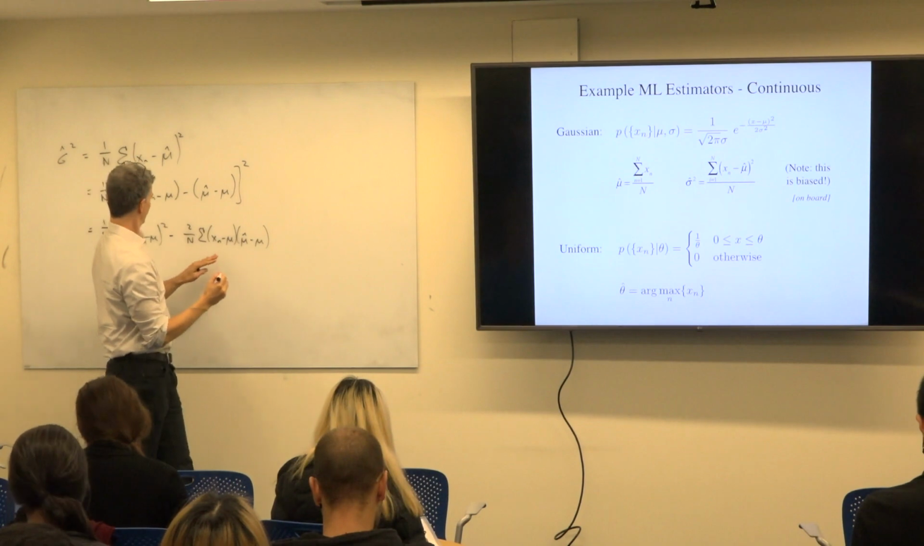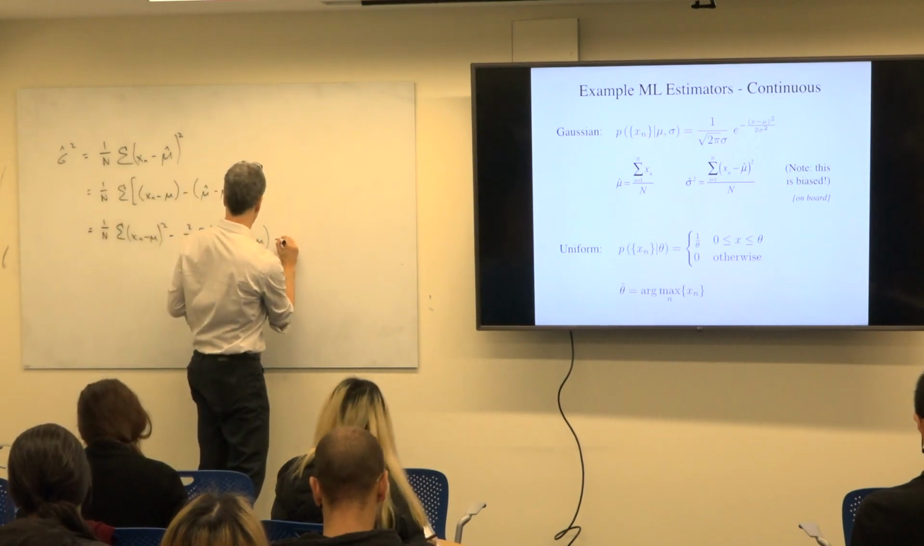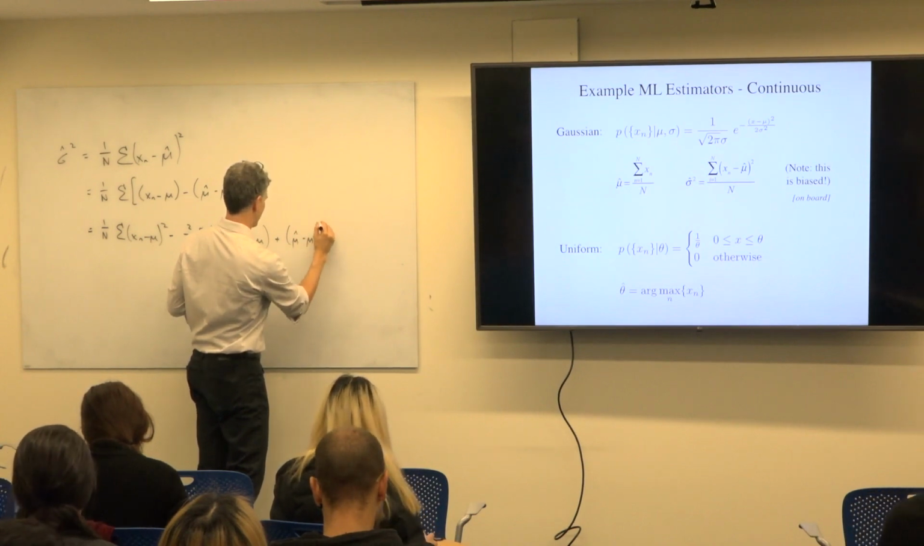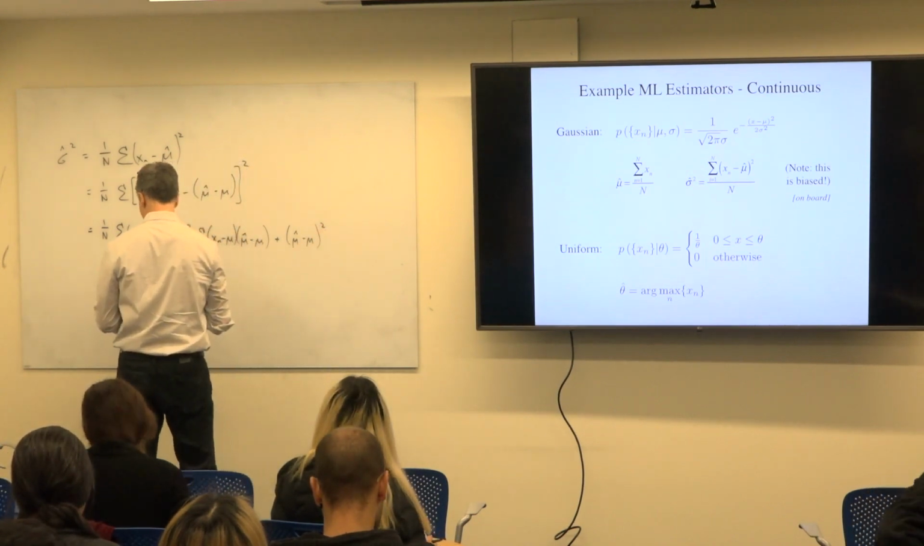Keep my hats in the right place. And then I'm going to have one more, which is the mu hat minus mu, and that's going to be squared. Oop, and I need a 1 over n in front of that too.